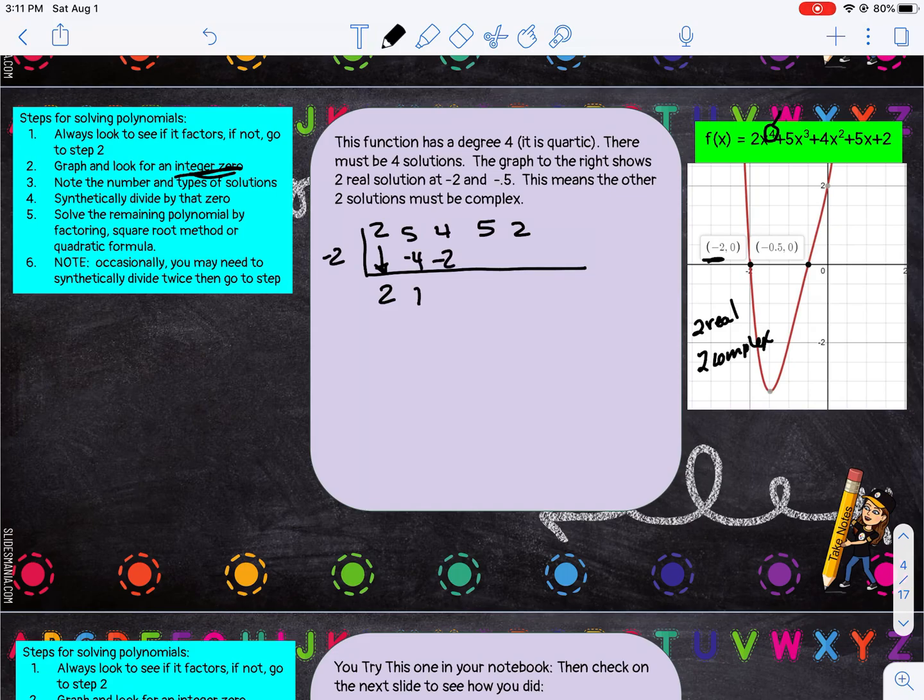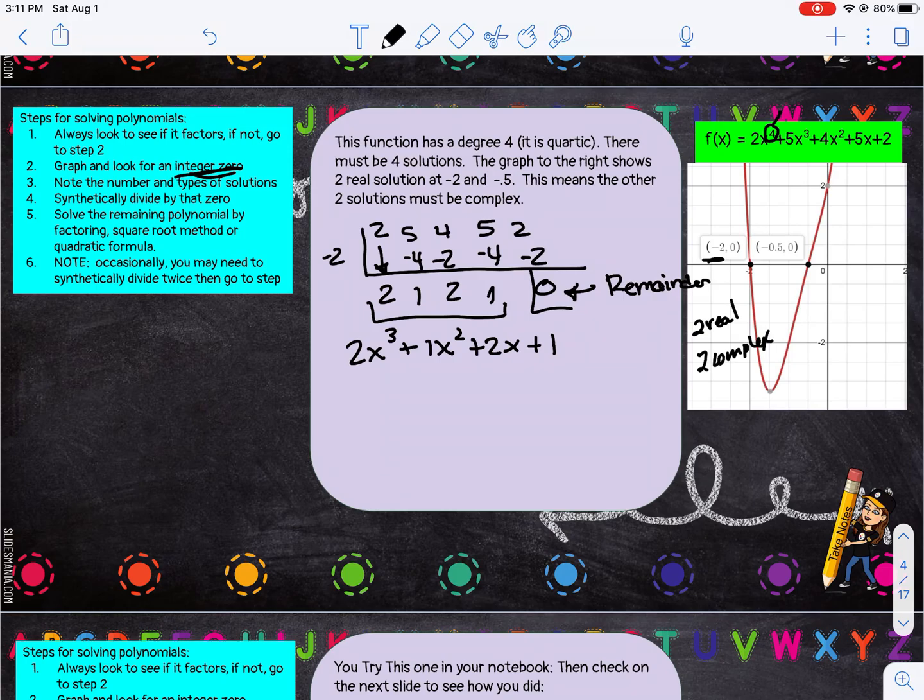We drop our first number. We multiply and add. We multiply and add. You multiply and you add. Multiply and add. Remember, this is a good thing. You want the remainder to be 0. If it's not 0, you did something wrong. You're going to take what's left and write your quotient, one power less than what you started with.